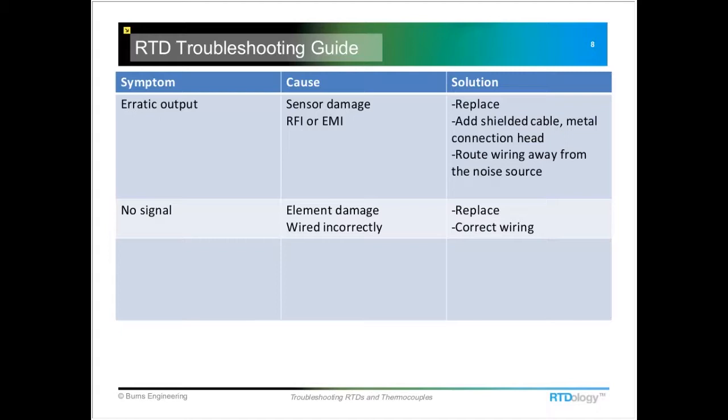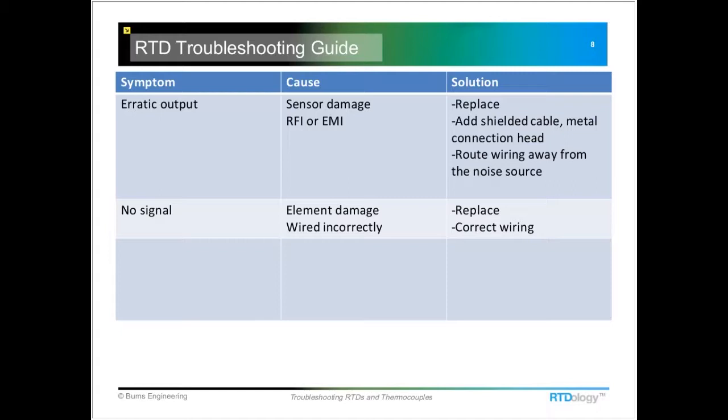And then if the connection head on the part happens to be polypropylene or some non-metallic, sometimes adding a metal connection head to further shield the terminal block and the wires where they connect to your facility wiring, that can help prevent some of this RFI or EMI interference.